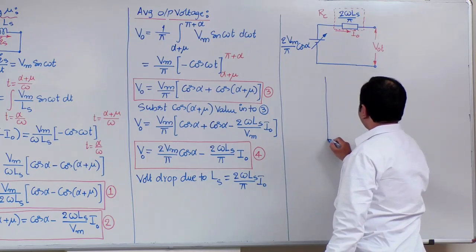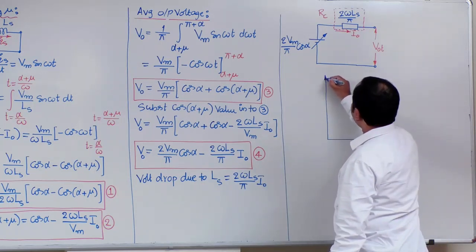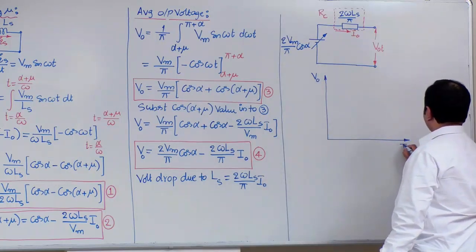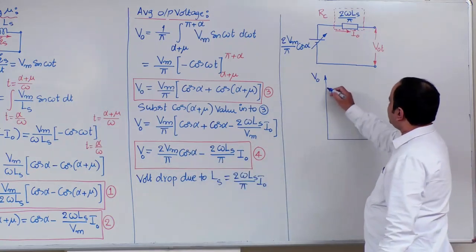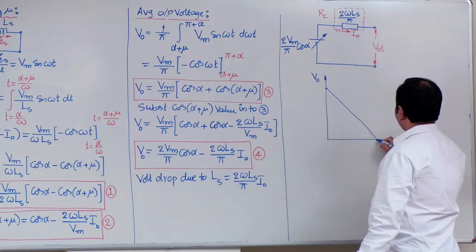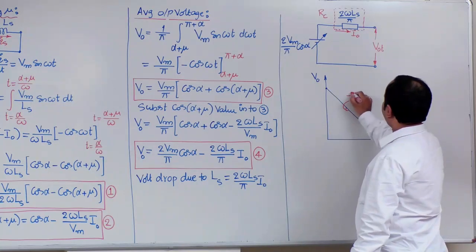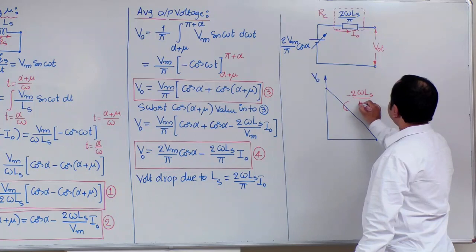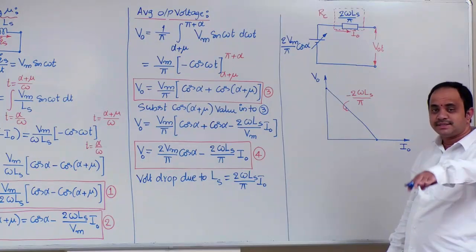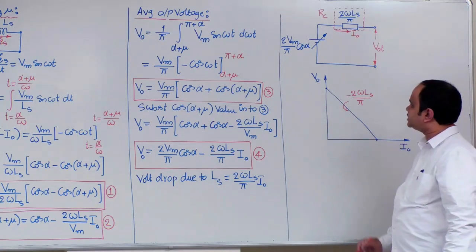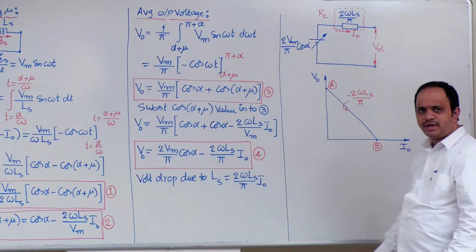The second way of representing equation number 4 is this. If we take V naught on the y axis and I naught on the x axis, equation number 4 can be treated as a y is equal to mx plus c line with a negative slope. What is the slope of this line? Minus 2 omega ls divided by pi. So the converter is expressed in terms of a straight line characteristic like this. Let us take this as point A and this as point B.